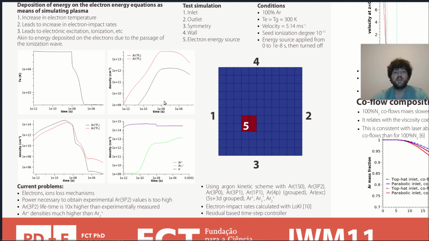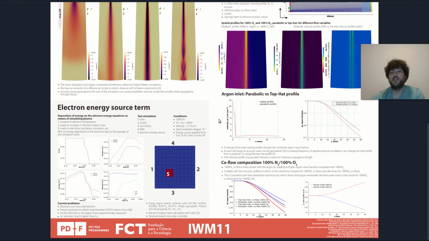Furthermore, when we take out our power source, we also have some evolution of the radiative states, and we have the evolution of the charged species. We have some problems here with the loss of charged species and with the decay times of the metastables, but I believe this is a good starting point so that we can then include these electron energy source terms in our argon jet simulations.